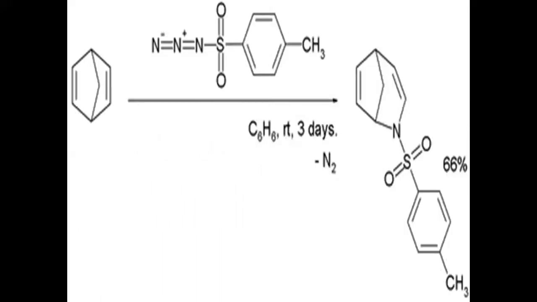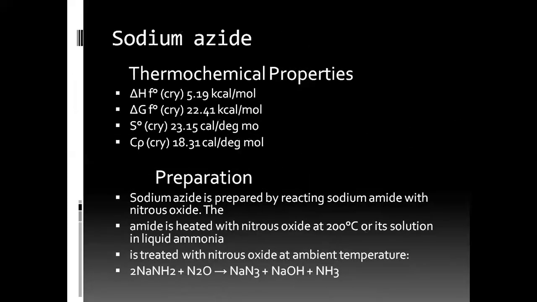We have looked at the reactions of inorganic sodium azide. Thermochemical properties: delta HF naught 50.19 per mole, delta GF naught 22.41 per mole, S naught 23.15 per mole, CP 18.31 per mole.